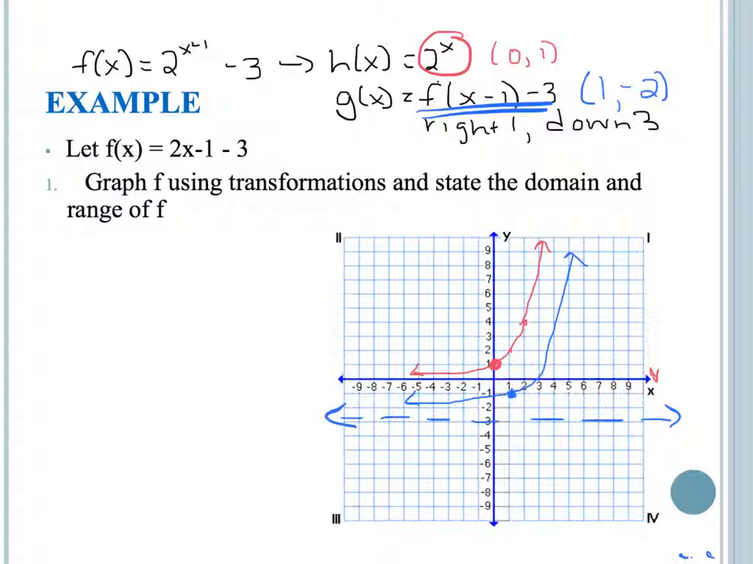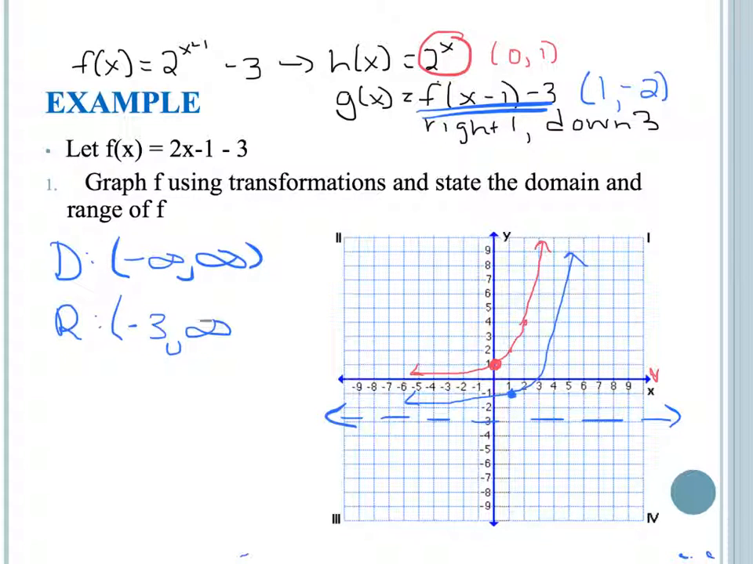Okay, so the domain is all real numbers, and the range goes from negative 3 to infinity.